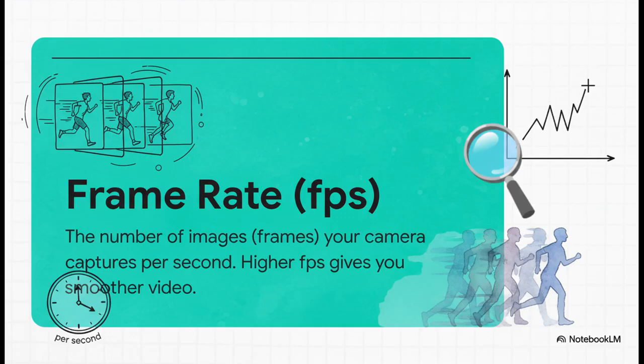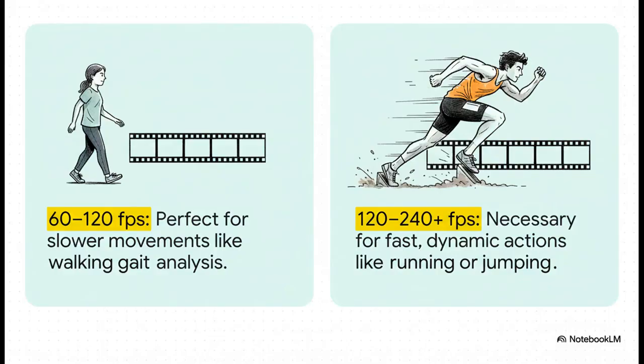Think of it this way. The more frames you have, the smoother the motion looks. And what's really crucial for us is that more frames means more data points. That lets you pinpoint the exact moment something happens, like a foot hitting the ground. So the big question is, what frame rate do you actually need? Well, it all depends on how fast the action is.